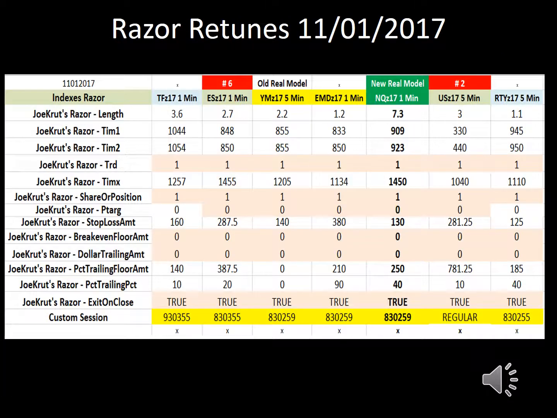Here's the new settings for Razor. I want to bring your attention to two things. First of all, the old real-time model was using the mini Dow 5-minute chart, and what we used to do with the Razor on the mini Dow, I'm switching to the NASDAQ on a 1-minute chart. This will be our new real model. That's the one with the green heading, and it uses a $130 stop, and I think you'll get a kick out of it. Well, we'll talk about it more, but I'll show you how I think that this is going to be a very good decision for me and for anyone else who wants to trade the NASDAQ.